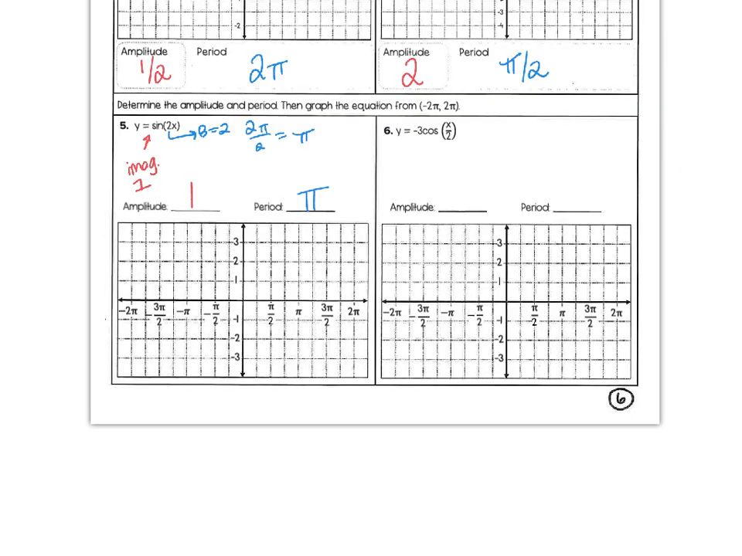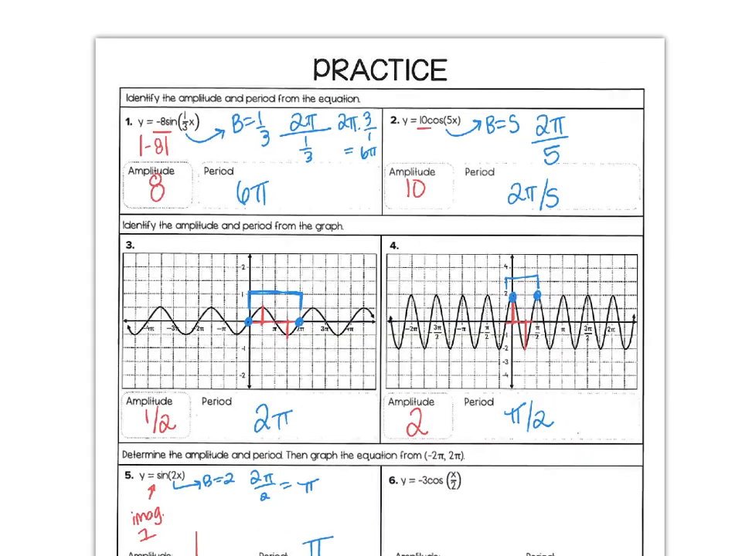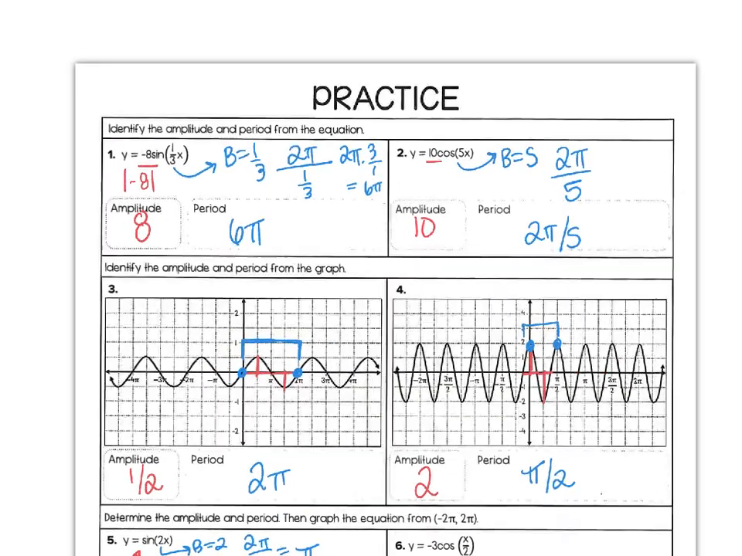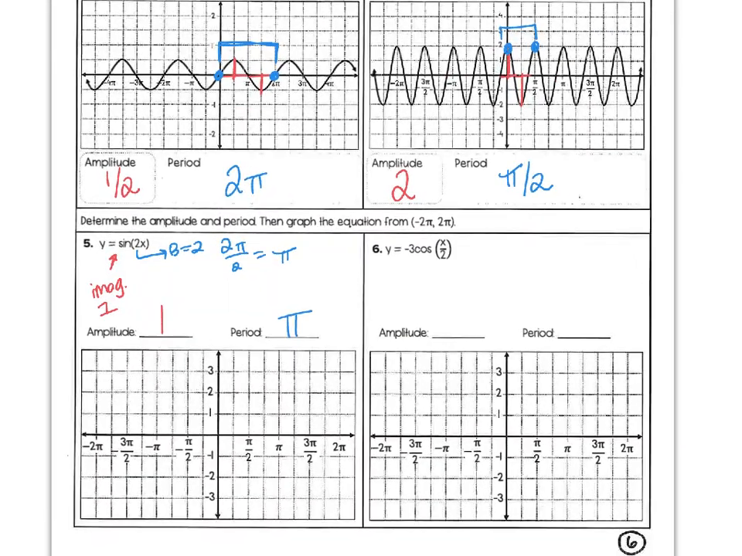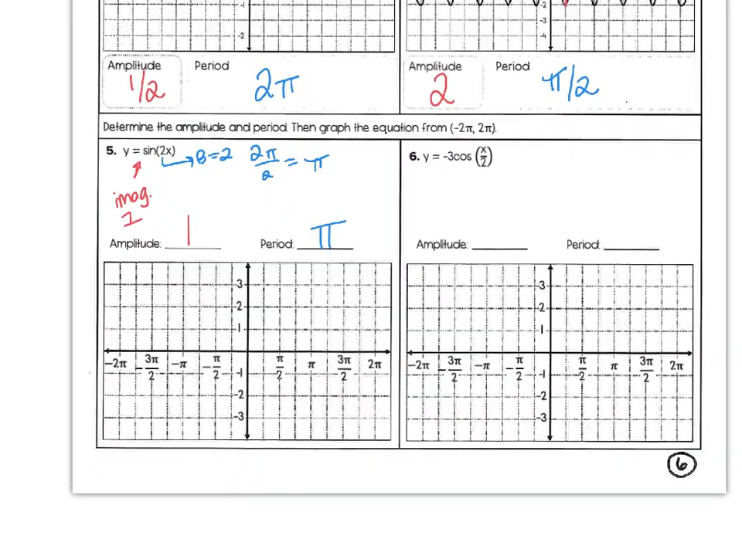Okay, I'm going to talk through this one real fast. So we know our amplitude is 1 for number 5. Our sine function, actually, I don't know that I recorded this. So here's 1 and 2, 3 and 4. And then I'm going to graph 5 and 6 because these don't give you the graph. You have to draw your own graph.